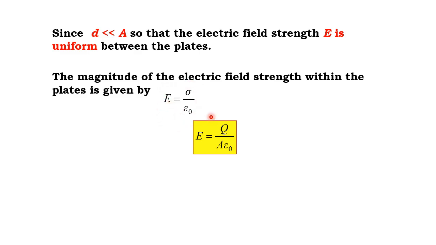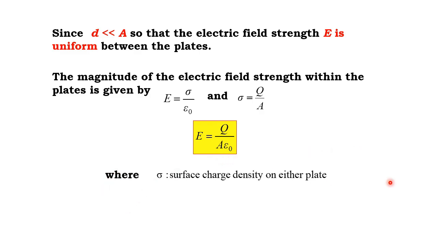sigma over epsilon naught, and sigma is equal to Q over A. So we substitute from the equation of electric field strength, E equal to sigma over epsilon naught. You will get Q over area times epsilon naught. And you have to know what sigma is. Sigma is the surface charge density on either plate, the unit is coulomb per meter squared, and it is a scalar quantity.